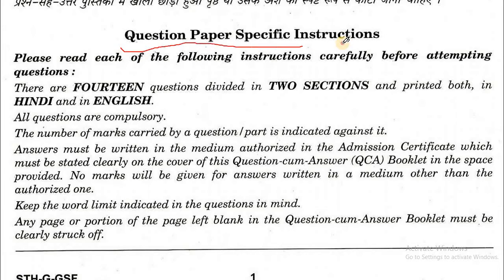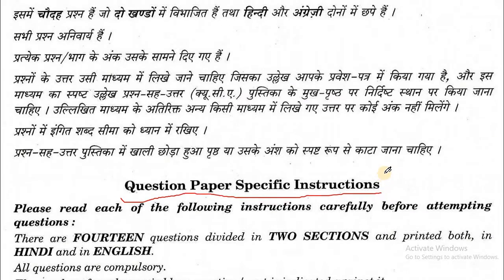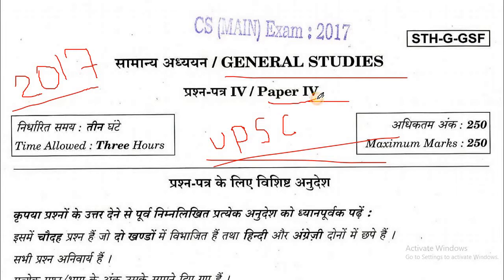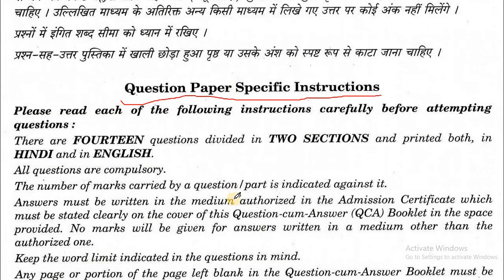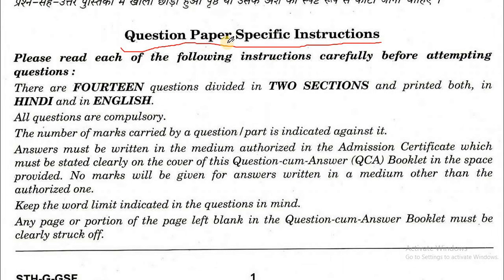Question paper specific instructions. We are reading the question paper of General Studies Paper 4. You can say that it is the ethics paper. It is also known as the ethics paper. Maximum marks 250 and time allowed 3 hours. So first we will read the question paper specific instructions.